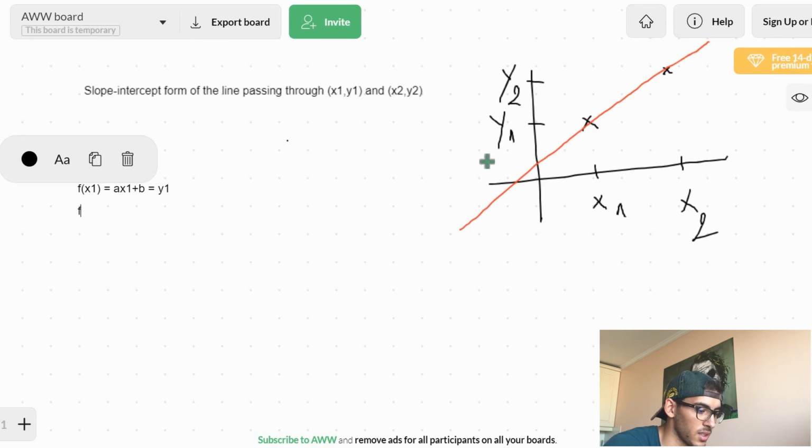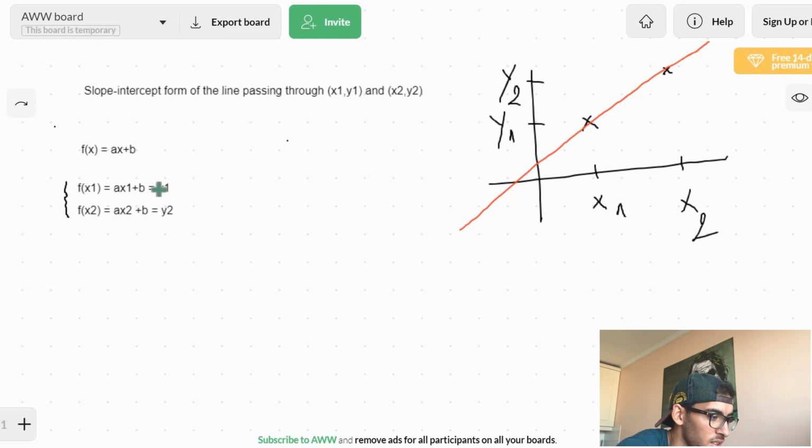And as well as f of x2, which equals a multiplied by x2 plus b, because that's the form of f, and that equals y2 because the line passes through x2, y2. Now what we do is we calculate y1 minus y2. Why do we do that? Let me write that. So easy. y1 minus y2. Why do I do this exactly?